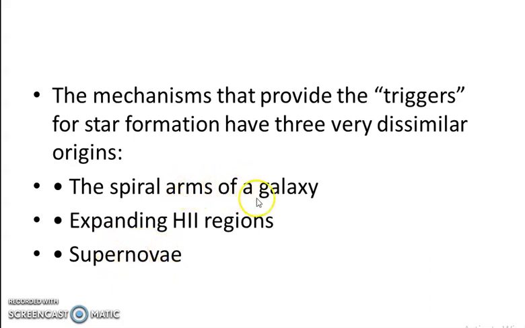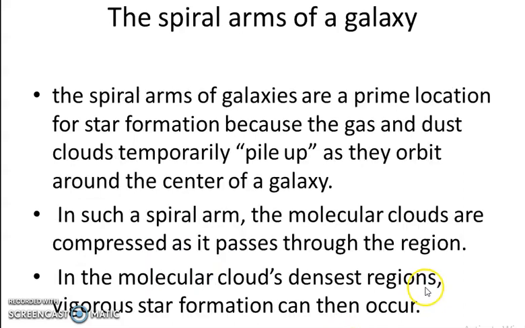The spiral arms of the galaxy are already known to you. The H2 region is the region of interstellar atomic hydrogen which is ionized. The third one is supernovae, that is the final stage of a star. We will discuss this in detail later in this module. First of all, we discuss the first trigger, the spiral arms of a galaxy.